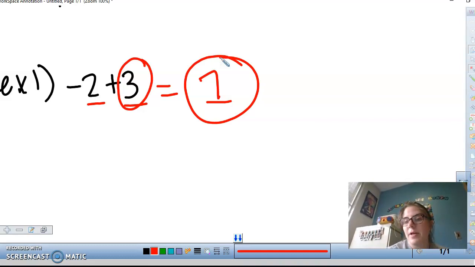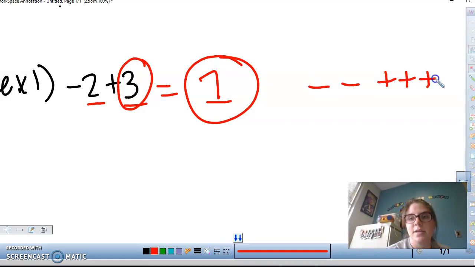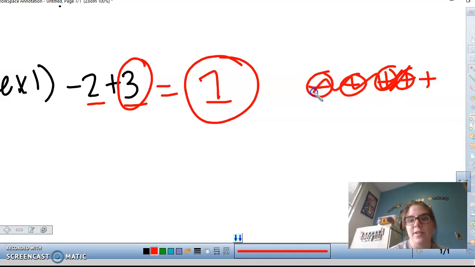The other way we thought about it when we were using those little counters is if you have 2 negatives and you have 3 positives, you can create 2 different 0 pairs, so those will cancel out and you'll be left with 1 positive.